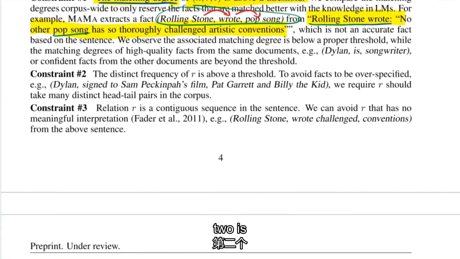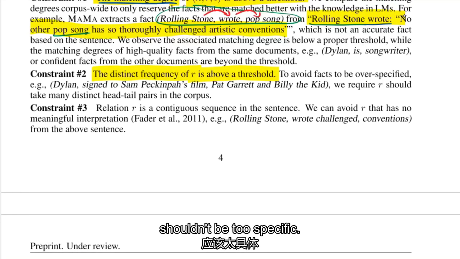Constraint number 2 is that the frequency of R is above a threshold. So the relation itself shouldn't be too specific. It actually should appear a bunch of times in the corpus. So what you do is, you go through the corpus once and extract all the facts.